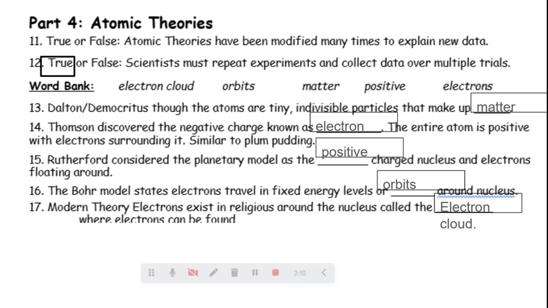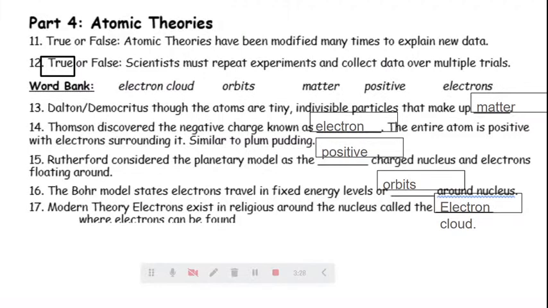Rutherford kind of had more open space. We're going to talk about Rutherford now. He's considered the planetary model. His idea was that there is positive in the middle, right? So absolutely there's a nucleus, there's a positive charge, and these electrons just kind of float around it.